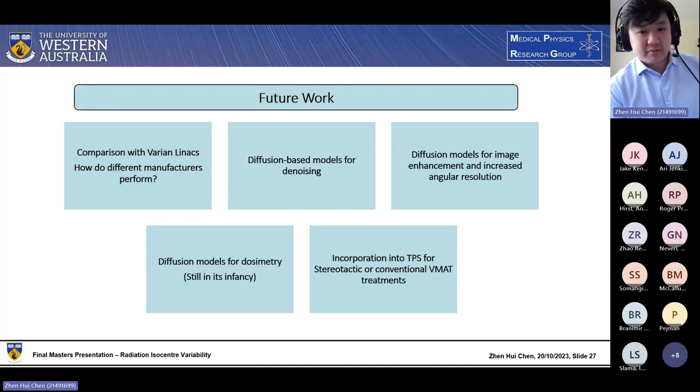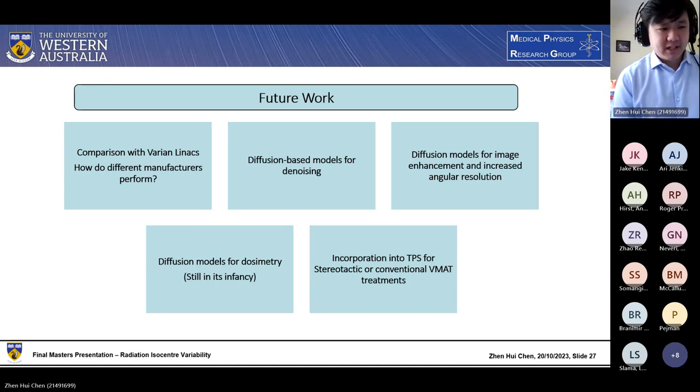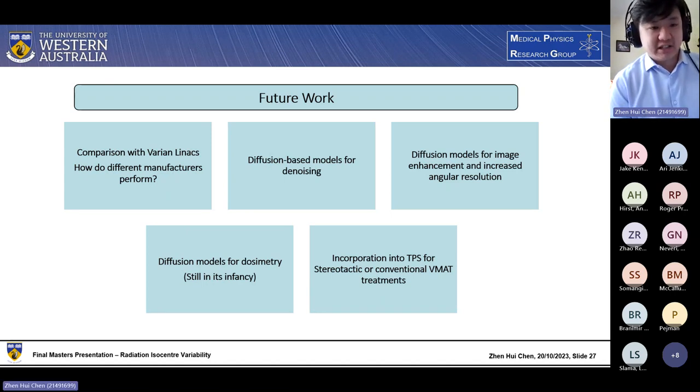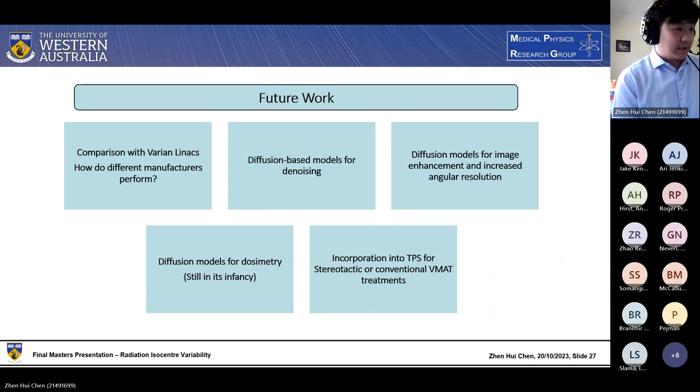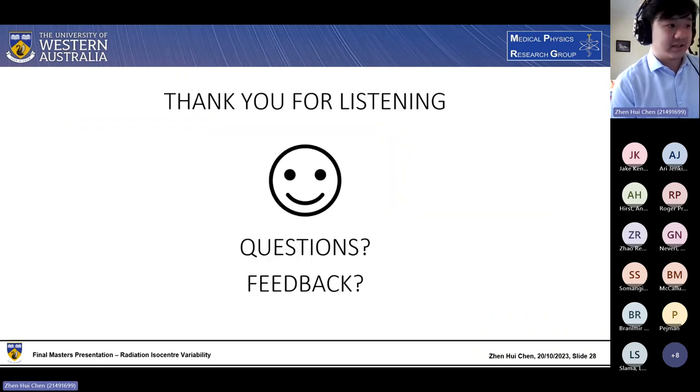And then finally, something more clinical, we can incorporate what we've learned here today into a TPS. For stereotactic or conventional VMAT treatments, we could start off by making plans first and then modeling how much of a deviation it actually is when put into a TPS plan. And yes, thanks for listening. Any questions?